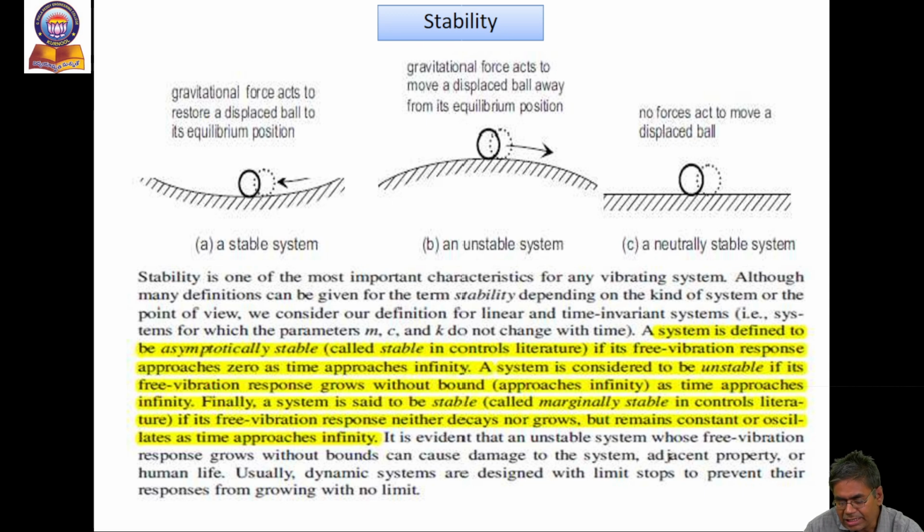A system is considered to be unstable if the free vibration response grows without bound as the time approaches infinity. Finally, the system is said to be marginally stable in control literature if the free vibration response neither decays nor grows, but remains constant or oscillates as time approaches infinity. If the input is bounded and the output is also bounded, the system is stable. Otherwise, for a bounded input, if the output is unbounded, the system is said to be unstable.